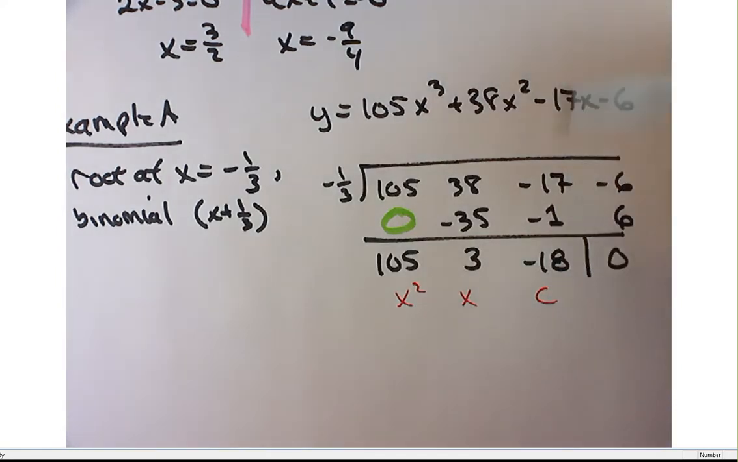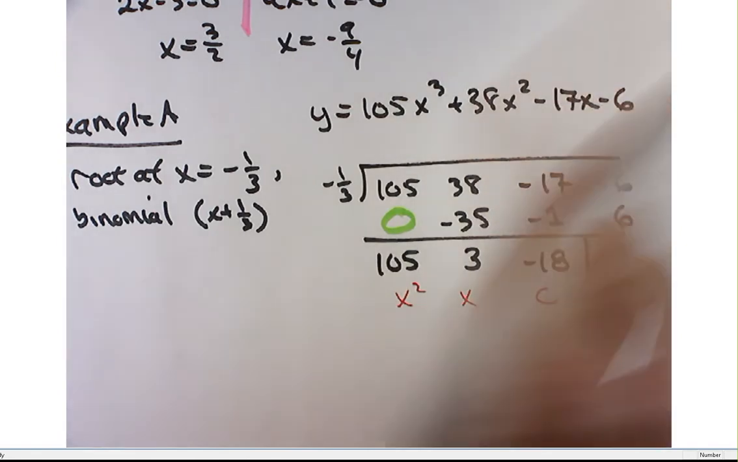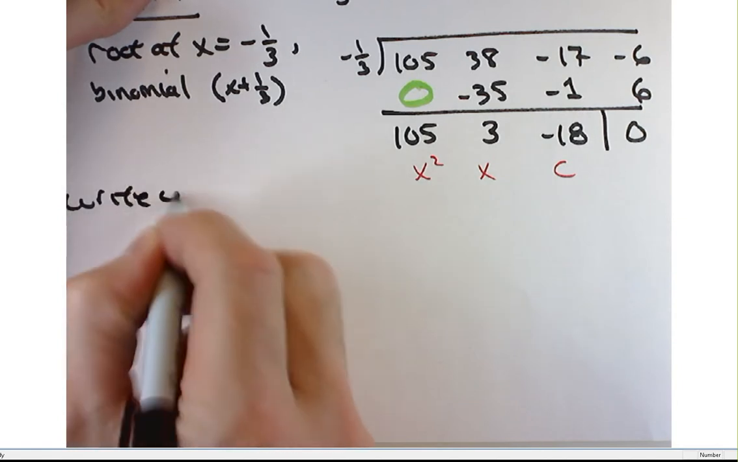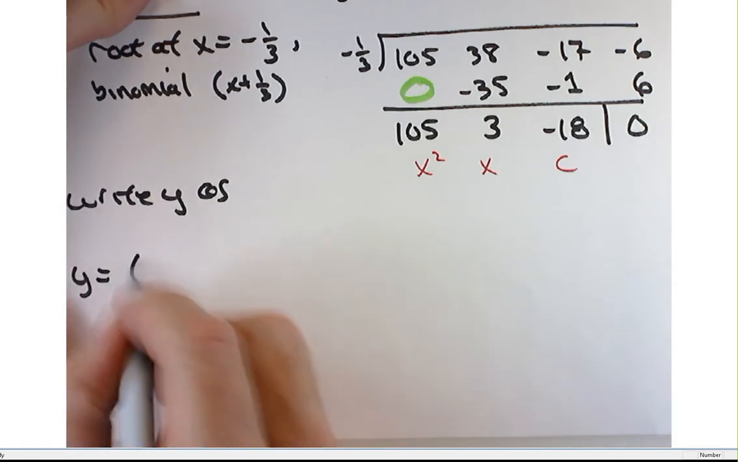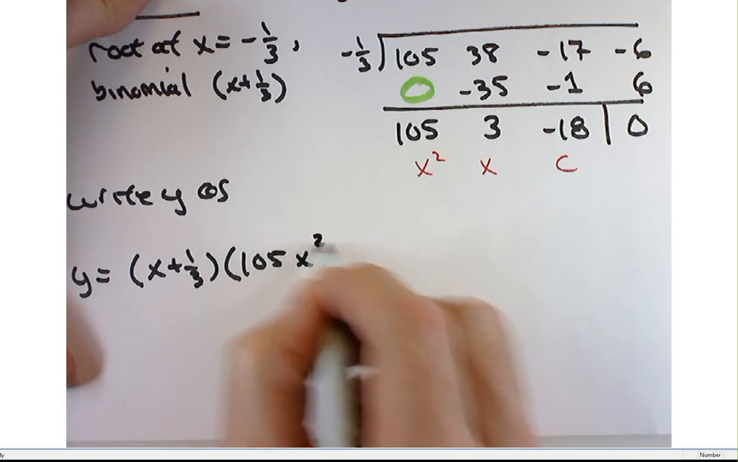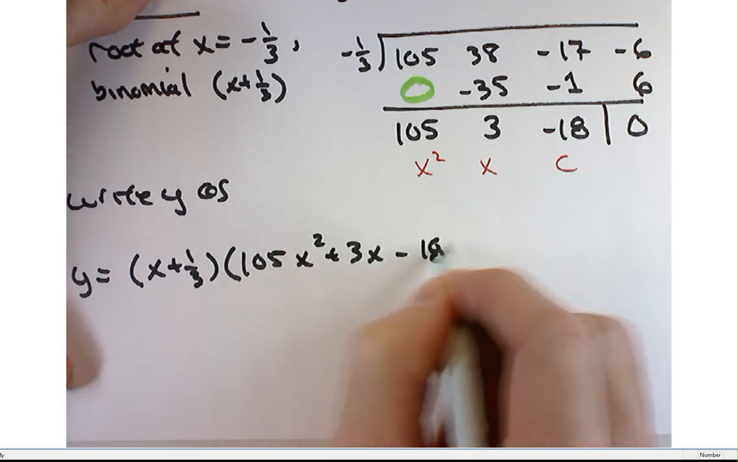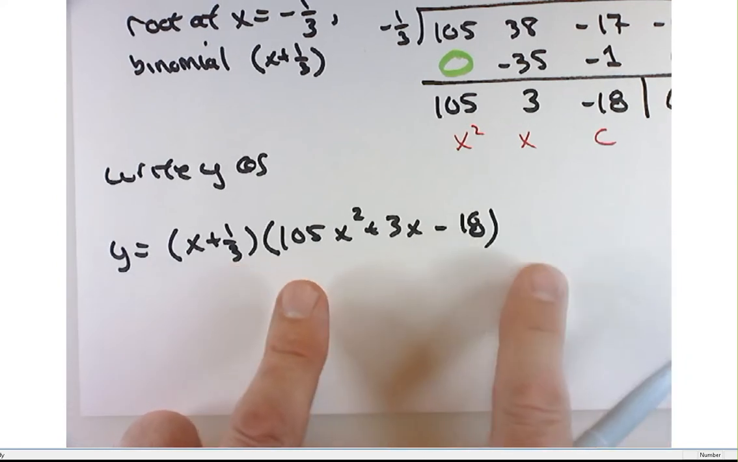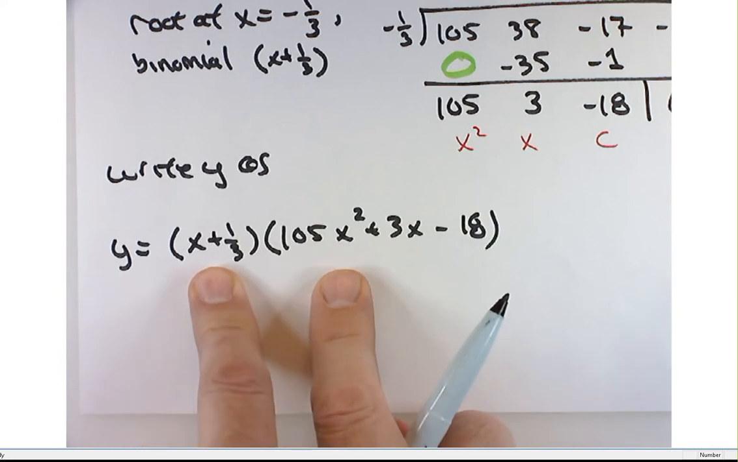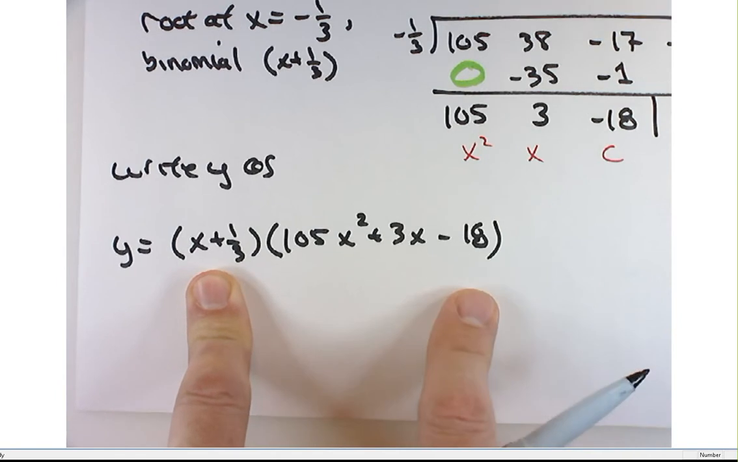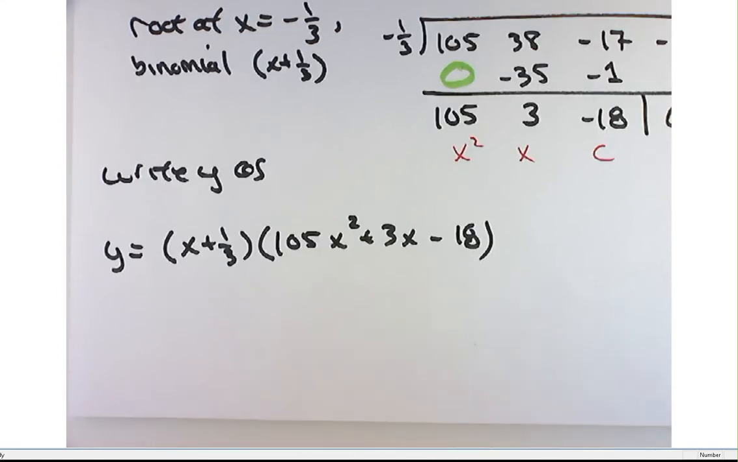And what this is really allowing me to do is to rewrite y. So I can write y as this. y is going to be x plus 1/3 times 105x squared plus 3x minus 18. Great. Now if I wanted to continue finding the roots of this polynomial, well, I already know where the root of this one is. I could just focus my attention on this one right here. And that's a quadratic polynomial. I could use the quadratic formula to solve for that.